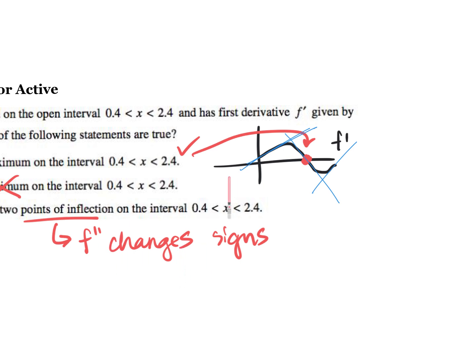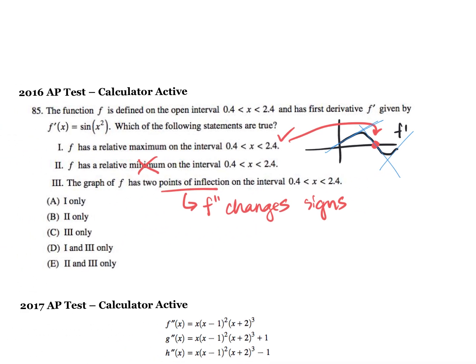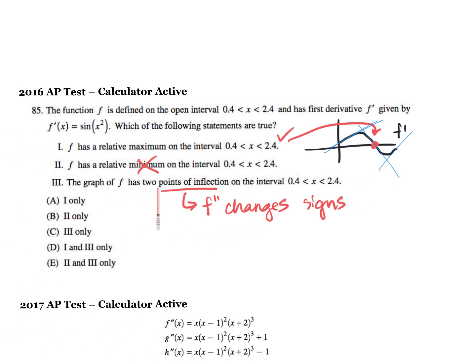How many times did that happen? Positive to negative, negative to positive, how many times? And they said the graph has 2 points of inflection. Are you down with that? Yeah. I agree. So 1 and 3, it's going to be D.